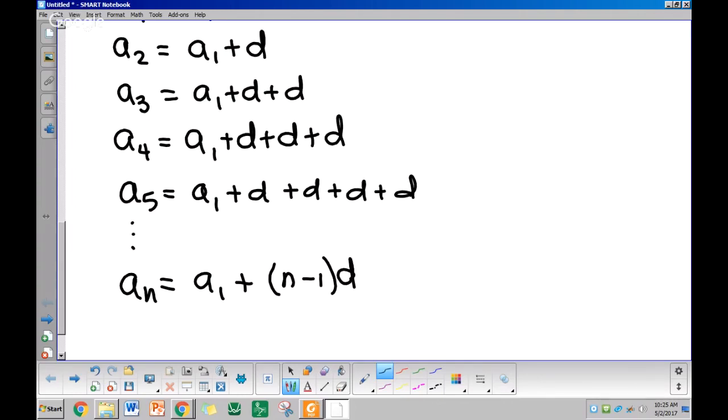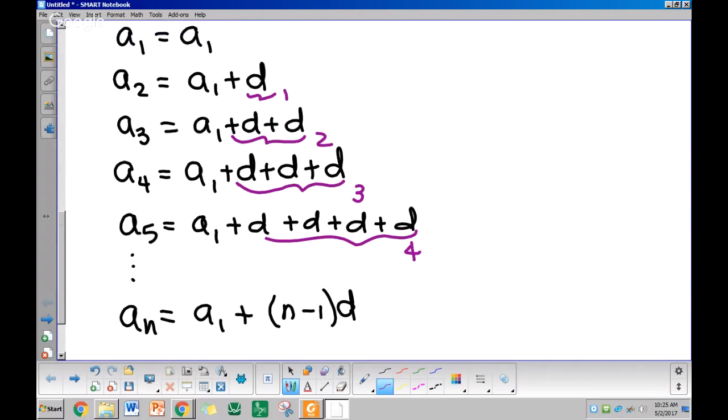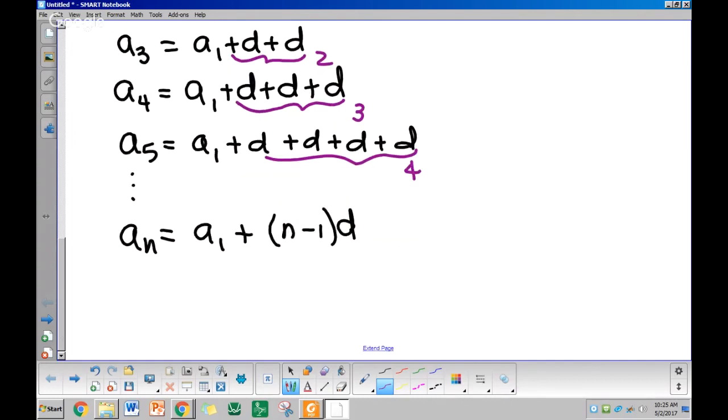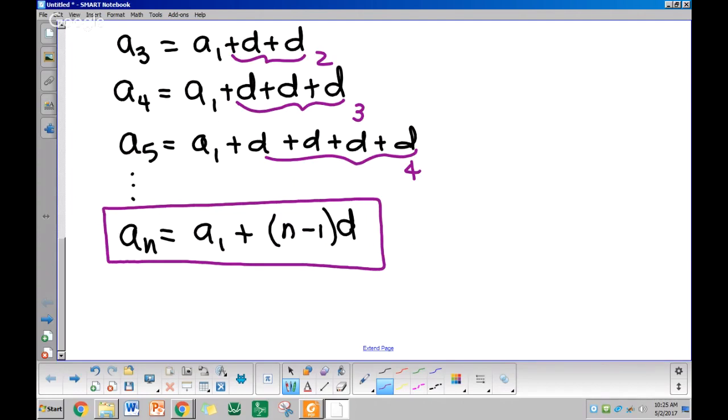And let's see why that works. Because right here I have how many d's? 4. Here I have 3. Here I have 2. And then here I have 1. You notice that it's always 1 less than the n position. And that's how we derive it. So this right here is the general formula for the nth term of an arithmetic sequence. Pretty easy so far, yes?